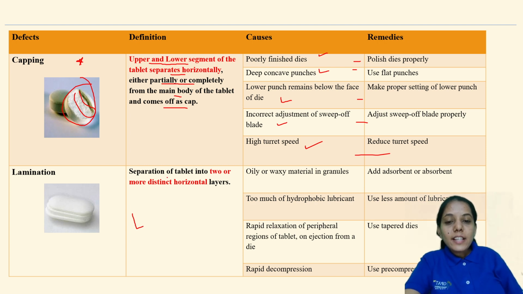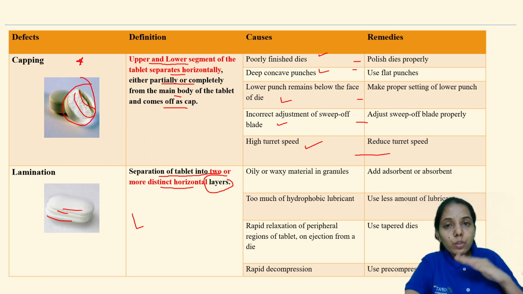So lamination is nothing but separation of a tablet into two or more distinct horizontal layers. Because it is removing as a layer, remember LL, that is layers. So here you can see 1, 2, 3 layers of the tablets. So the tablet is dividing into certain layers. So why is that happening?